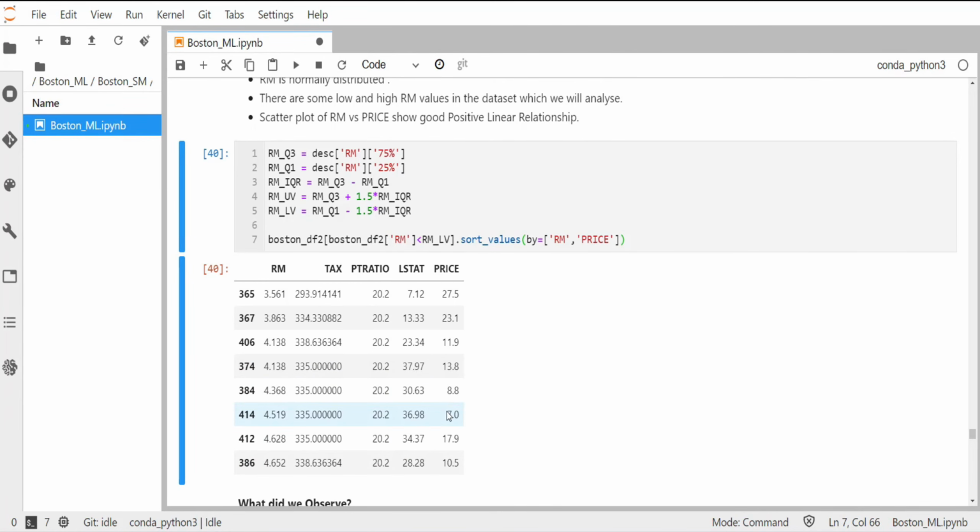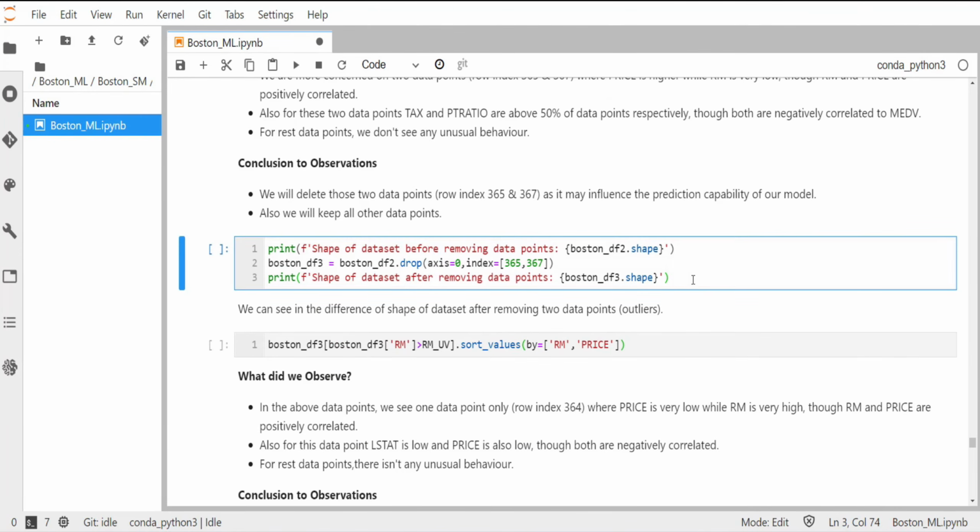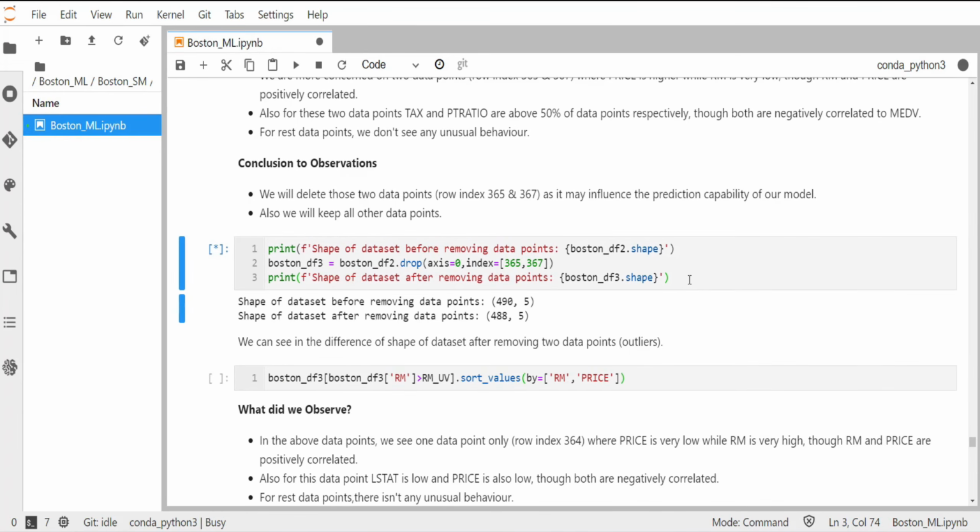So we will delete the 2 data points with the raw index 365 and 367, as they may influence the prediction capability of our model. Also, we will keep all other data points. So let's run this cell to drop the 2 data points. Okay, so now you can see that after dropping we have 488 data points.